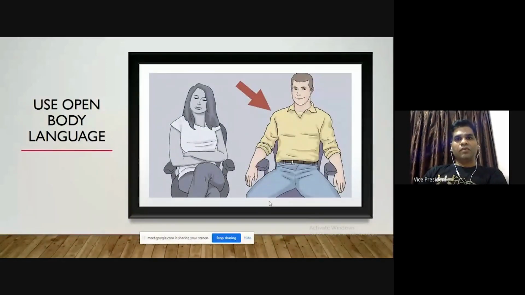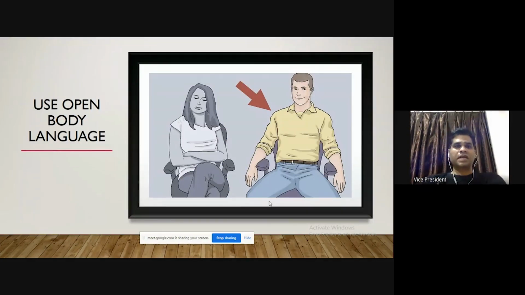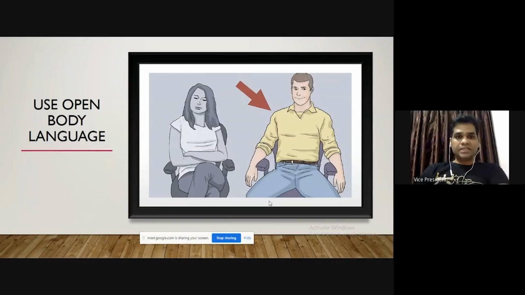You have to make sure that your understanding of the concept is such that you are able to have open body language. What does that mean? Whenever you are seated, you have to be seated relaxed. You should not be in a closed position like folded legs or something like that. If you have folded legs and crossed arms, that means you are not ready to listen or not ready to understand what the other person is saying.